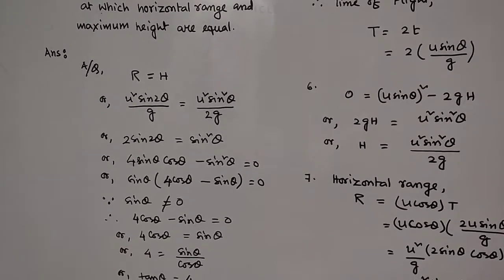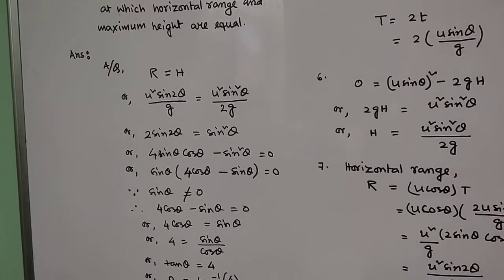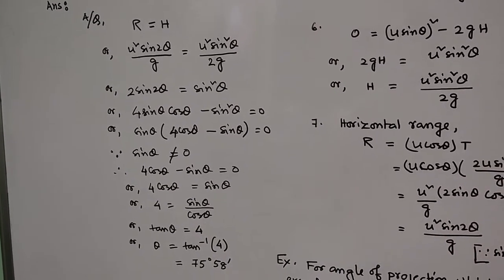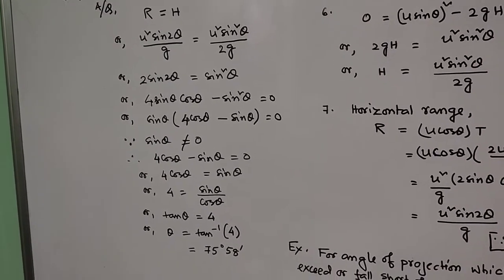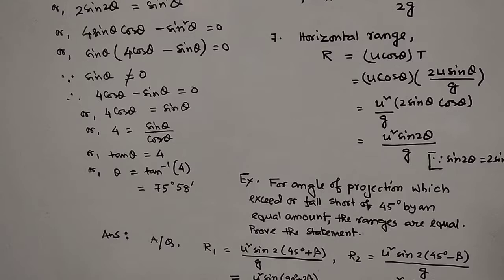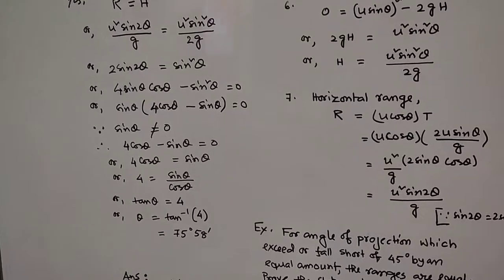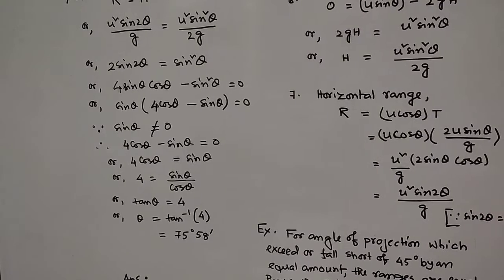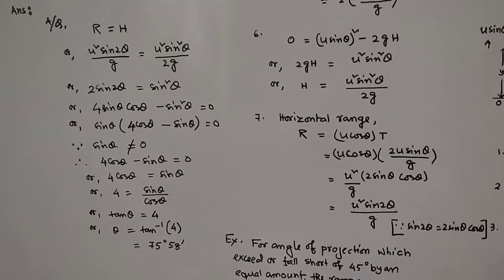But sin theta is not equal to 0. If sin theta equals 0, then theta equals 0, which is not possible. So as the right hand side is 0, 4 cos theta minus sin theta should be 0, which means 4 cos theta equals sin theta. So sin theta by cos theta, tan theta, equals 4. So theta equals tan inverse of 4. If you check the trigonometric table, tan inverse of 4 comes out to be 75 degree 58 minute. So the angle at which the object should be projected is theta equal to tan inverse of 4. Under this condition, horizontal range and maximum height are equal.